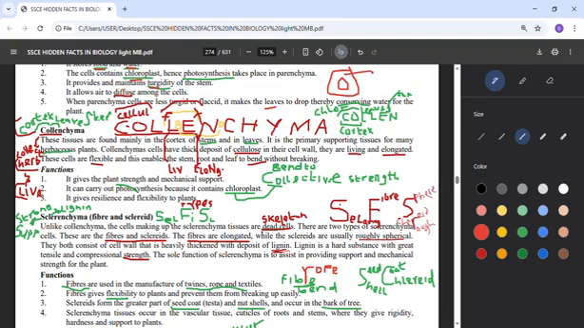So the center here is the cortex. Okay, so we said collenchyma is found in the cortex of especially stems and leaves. We see it in the cortex of stems and leaves. Then another thing is that it is for herbaceous plants. You see collenchyma majorly in herbaceous plants.